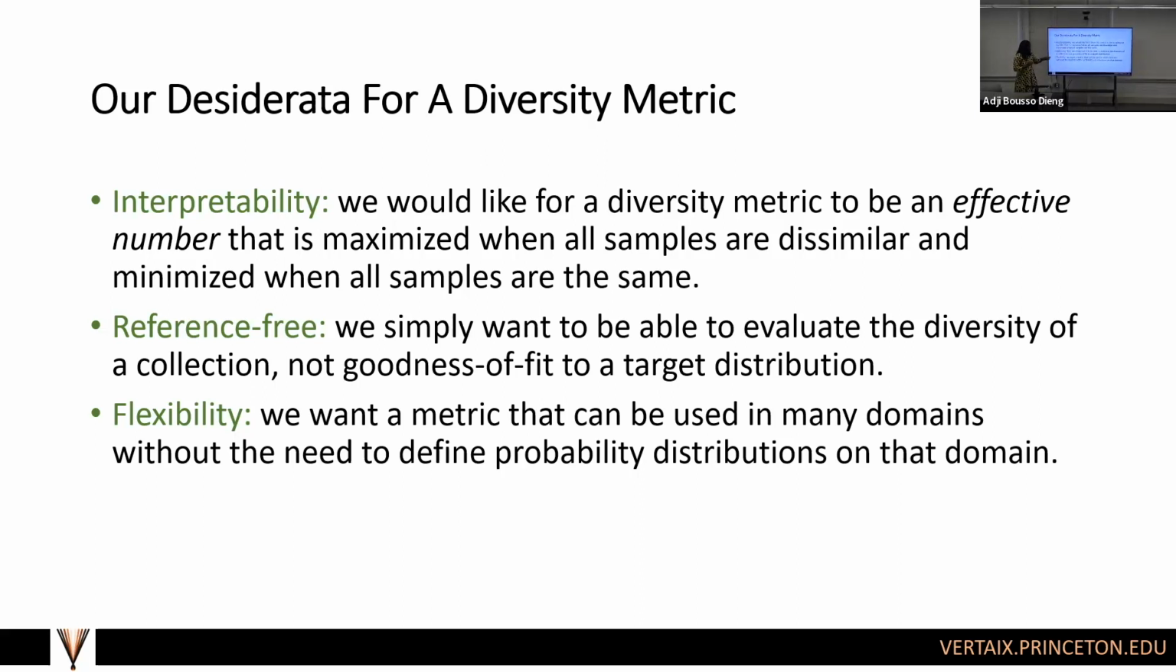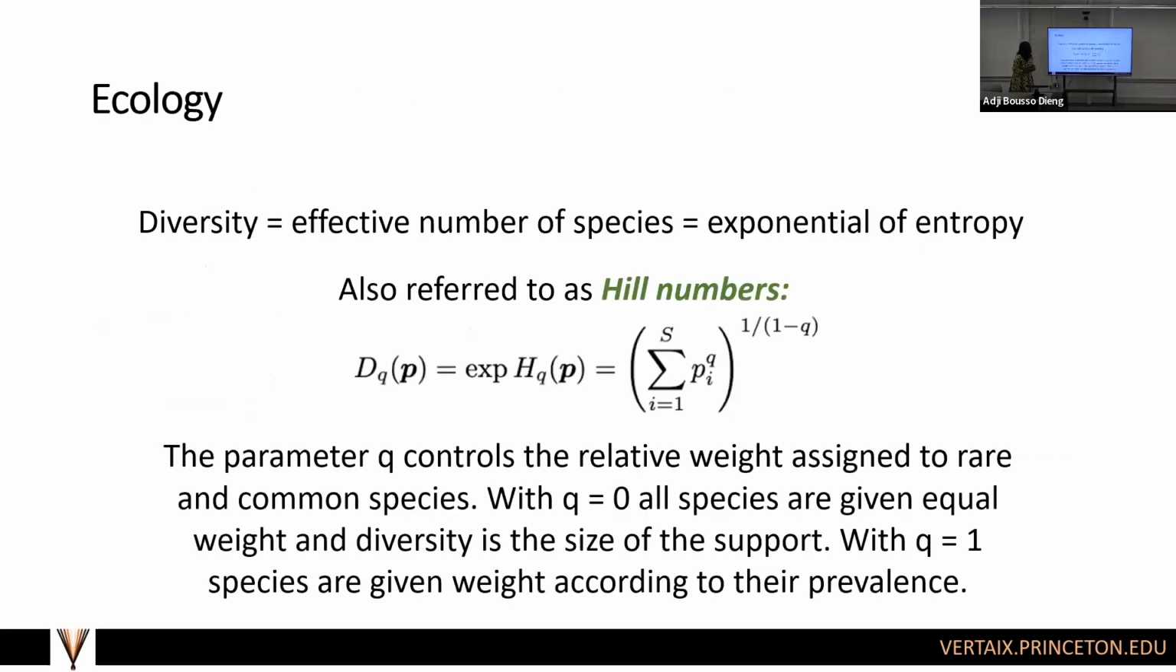So we also want flexibility, meaning we want this metric, just diversity. I give you any collection, I want to be able to give you what the diversity is. So we want it to be domain agnostic, so that you can use it in many domains without needing to define a probability distribution. These are just high-level desiderata of things we would naturally want out of a diversity metric.